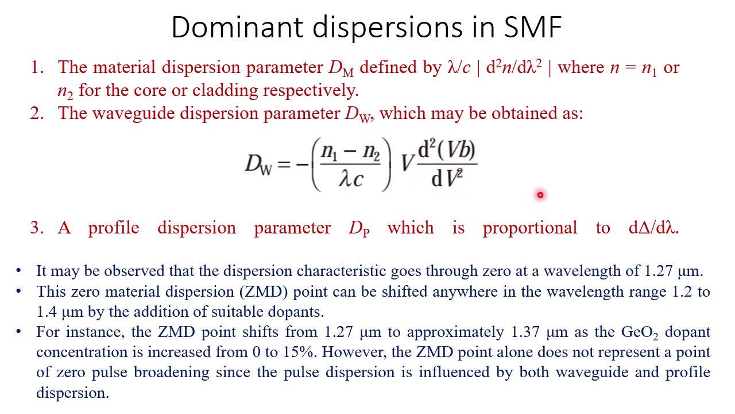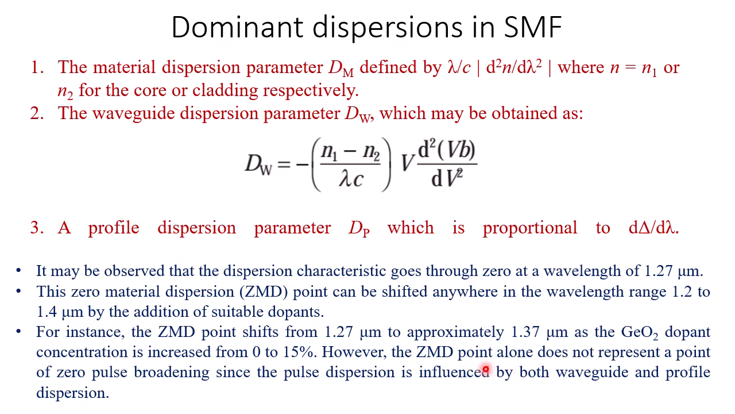A profile dispersion parameter Dp, which is proportional to d delta d lambda. It may be observed that the dispersion characteristics goes through zero at wavelength 1.27 micrometer, nearly 1.3 micrometer. This zero material dispersion or ZMD point can be shifted anywhere in the wavelength range 1.2 to 1.4 micrometer by addition of suitable dopants. For example, the zero material dispersion point shifts from 1.27 micrometer to approximately 1.37 micrometer as the GeO2 dopant concentration is increased from 0 to 15%.